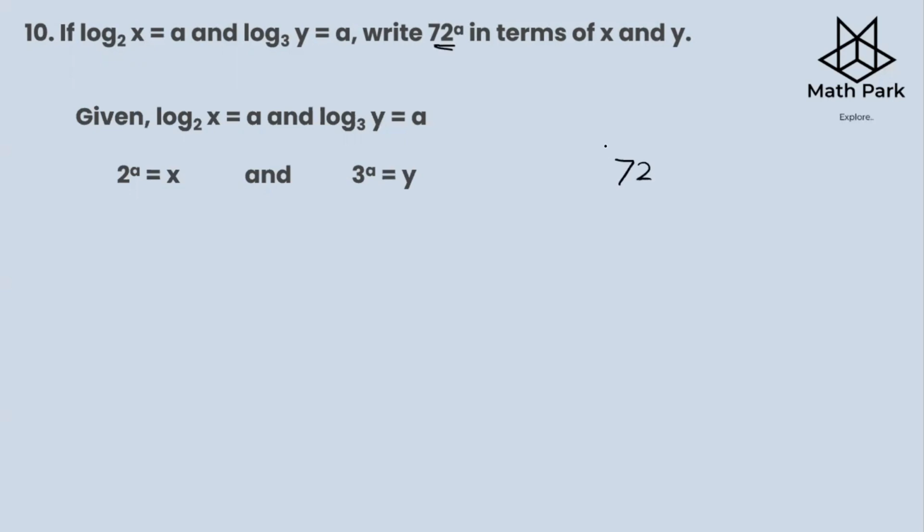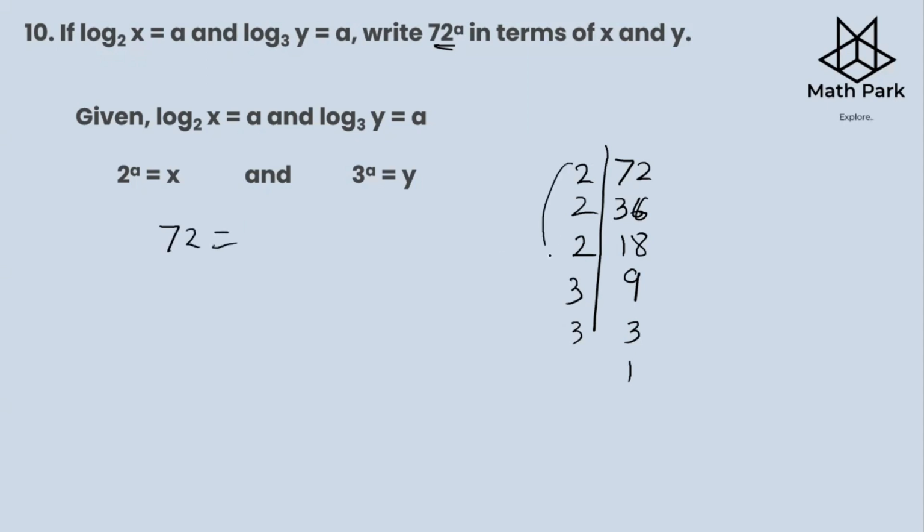Let us do the prime factorization for 72. Dividing by 2, you get 36. 36 divided by 2, you get 18. 18 divided by 2, you get 9. 9 can be divided by 3. So 3 3s are 9 and 3 1s are 3. So 72 is 2 cube times 3 square.